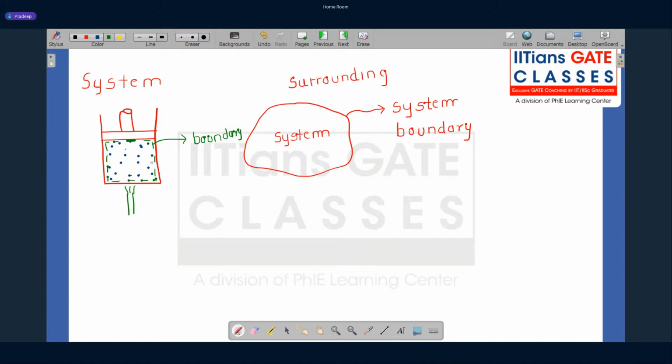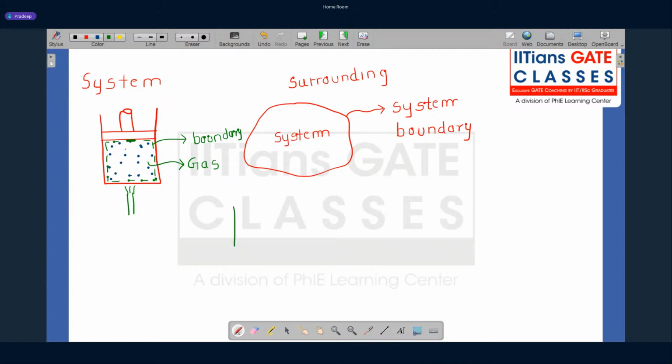The gas behind the piston cylinder arrangement which we are trying to study becomes our system. And everything external to this dotted boundary becomes the surrounding. Now, this is one particular example of a system from a thermodynamics point of view. There can be other practical scenarios where you can look into the system.